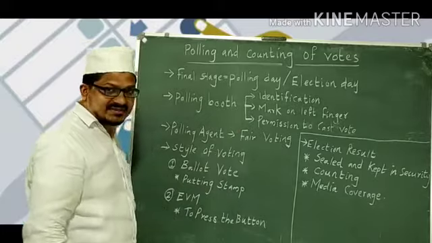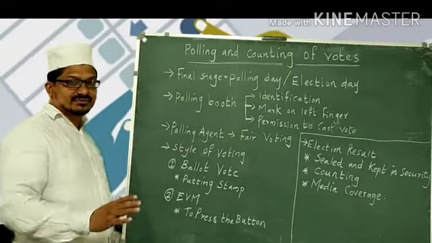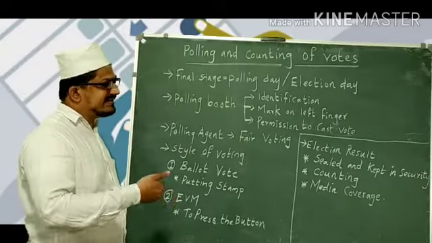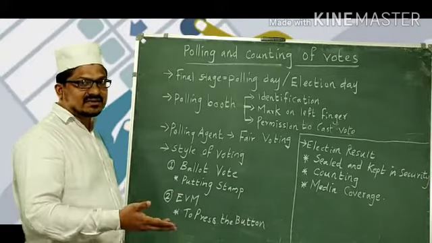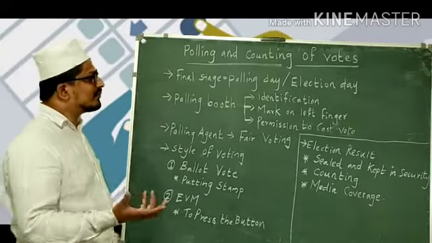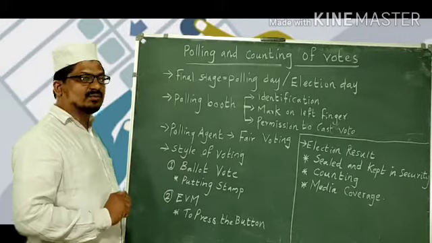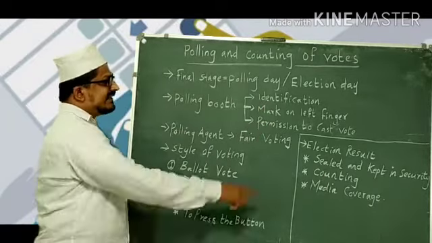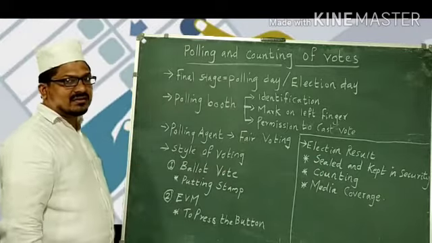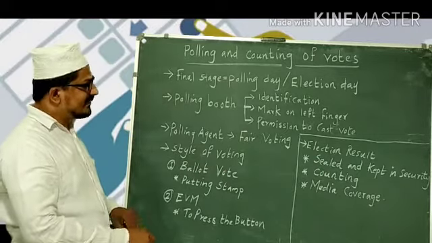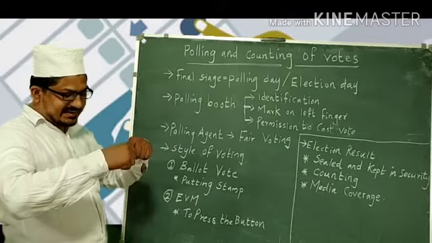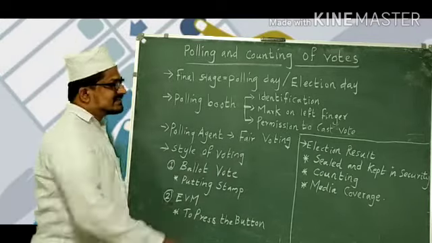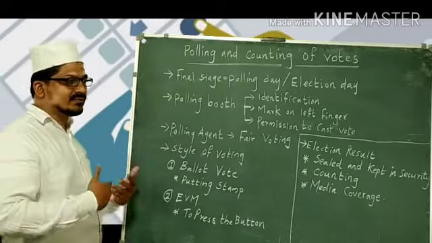First one, identification. Whenever we enter the polling booth, an officer will identify us. They will look at the identity card, Aadhaar card, or any other valid photo document. Then they will identify the voter. Next, we will go to the next officer. That officer will mark our left finger with ink. And next, we will be permitted to cast our votes.